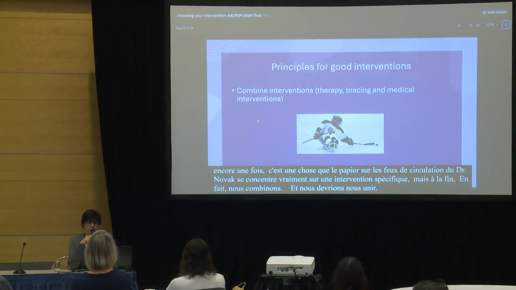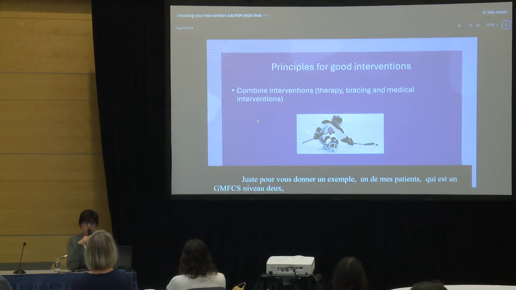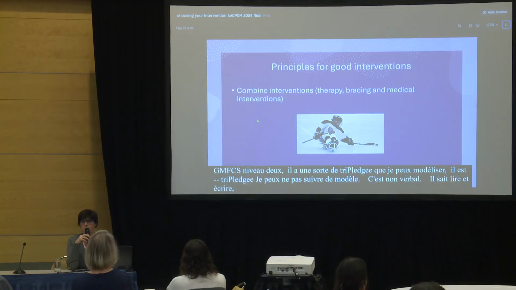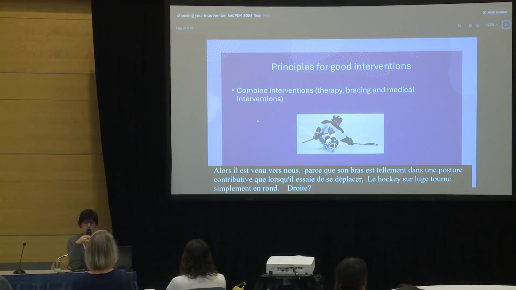So just to give you an example, one of my patients who is a GMFCS level 2, he has sort of a triplegic pattern. He's actually non-verbal. He's very communicative. He can actually read and write, but he just cannot really talk. And he loves sledge hockey. So he came to us because his one arm is so much in a contracted posture that when he's trying to move himself, the sledge hockey just goes in circles, right? And it frustrates him. So he came in with a specific want. He's now 16, that he wants to improve his activity level, and what can we do?